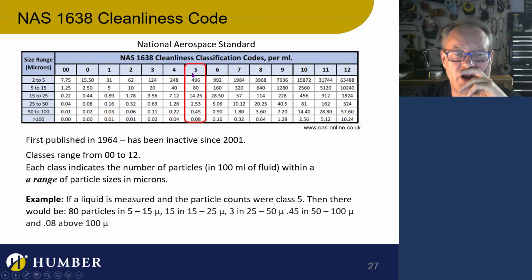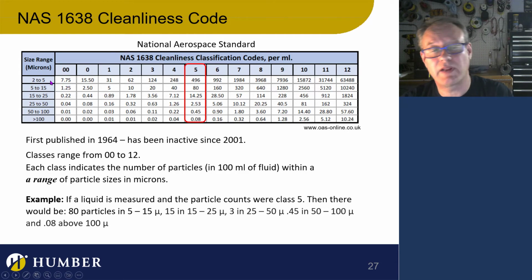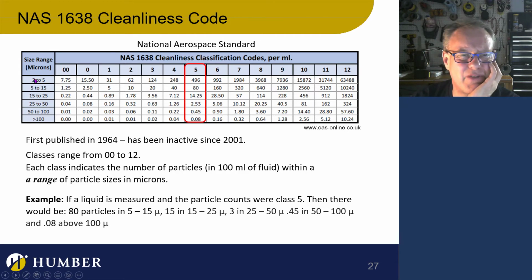So essentially, what's going on here is that the class ranges from 00 to 12. So you're going to see a NAS, and you're going to say 00 to 12, and if it's a 5, then it's going to have 496 particles in between 2 and 5. All right? So greater than 2 and less than 5. I'm not sure what happens if it's actually 5. Then I guess it can exist in either this one or this one.